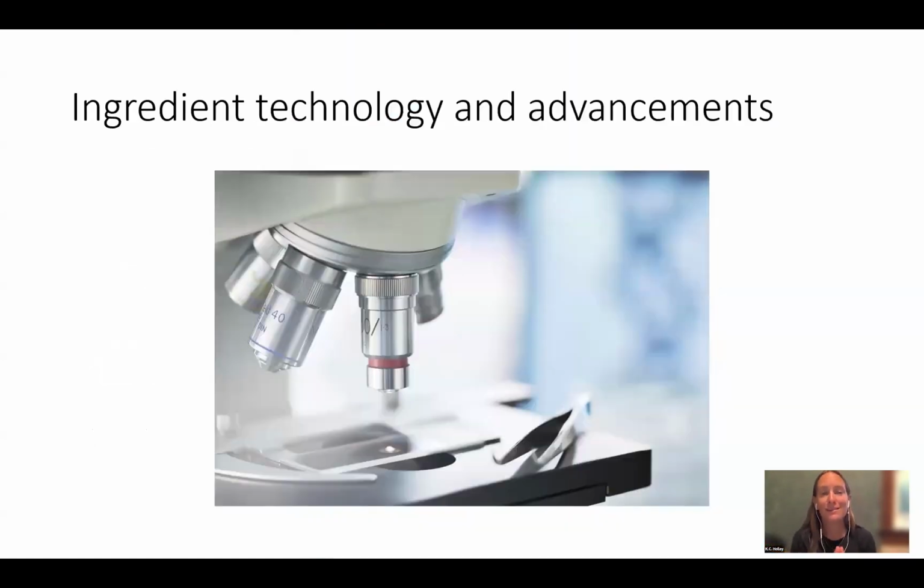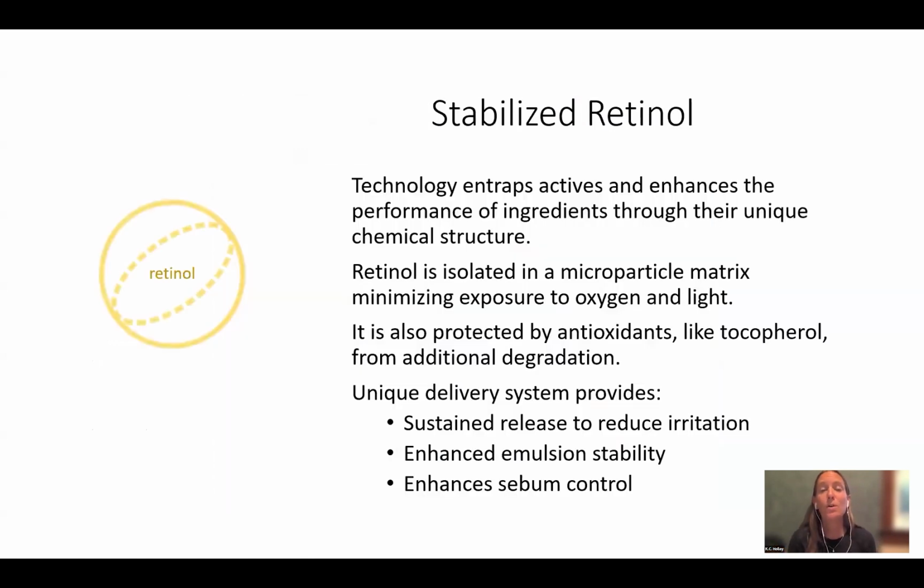But luckily, the ingredient technology is having great advancements, and for the cosmetic industry, we've been able to capitalize on some of this. So one thing that Nu Skin has identified is a vendor that has a stabilized retinol. It's a retinol that's entrapped in a polymer encapsulation, and it has this unique chemical structure that makes it so that it is not exposed to oxygen or light. So even if it's put in a water-soluble formula, it's protected from that, and it's protected from light also. It also has some antioxidants associated with it, like tocopherol, that helps prevent it from further degradation.